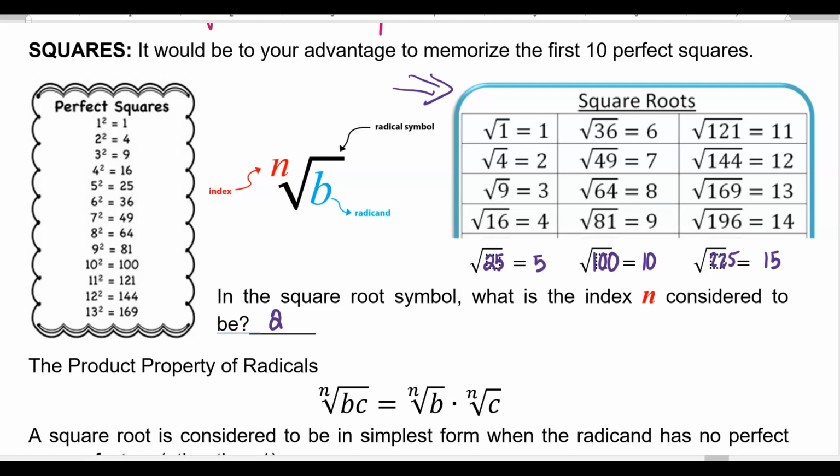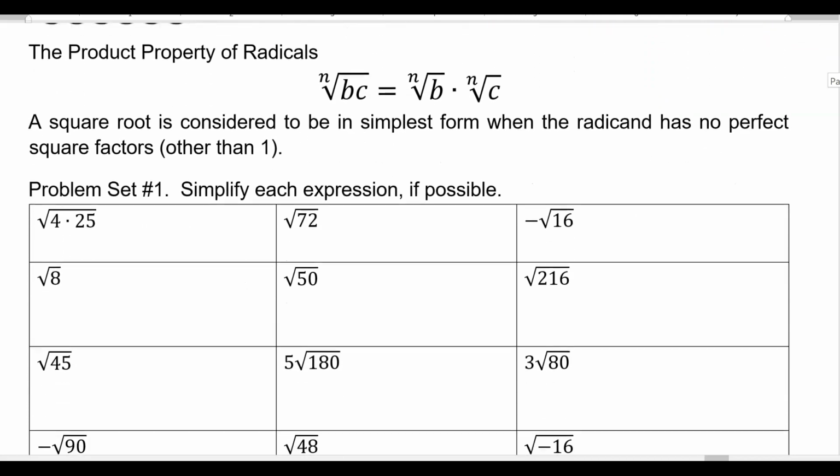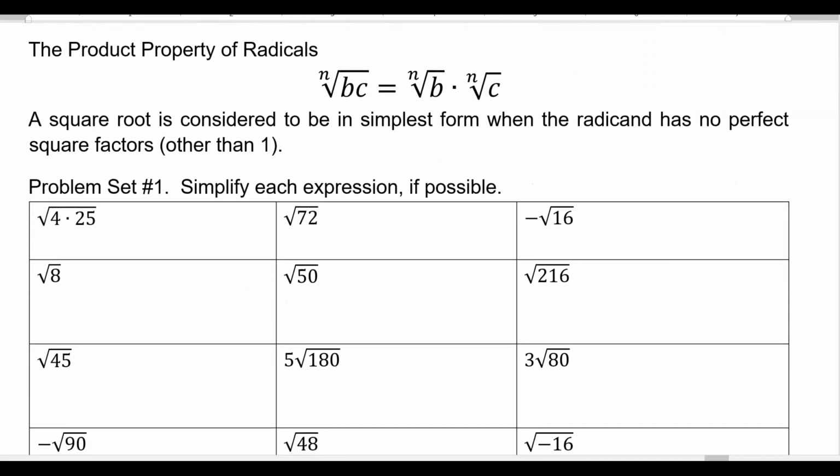All right, let's move on. The product property of radicals. If you have what we consider to be multiplication under the radical, you can split up that one radical into 2 radicals. So the nth root of b times c equals the nth root of b times the nth root of c. These are equivalent. So it's best that we just get to an example so you can see.